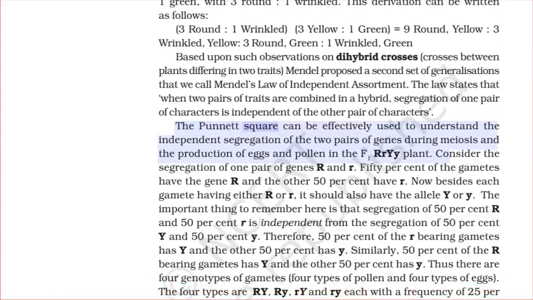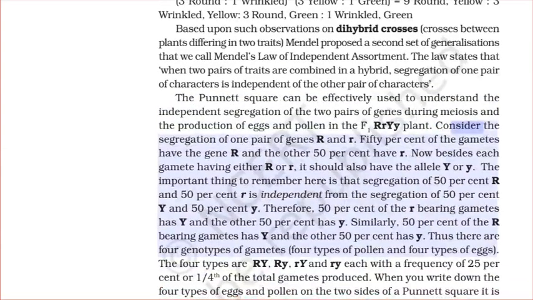The Punnett square can be effectively used to understand the independent segregation of the 2 pairs of genes during meiosis and the production of eggs and pollen in the F1 RrYy plant. Consider the segregation of one pair of genes, capital R and small r. 50% of the gametes have the gene capital R and the other 50% have small r.